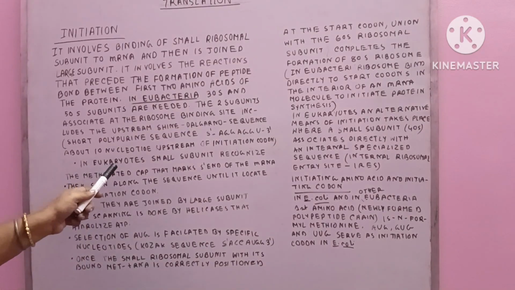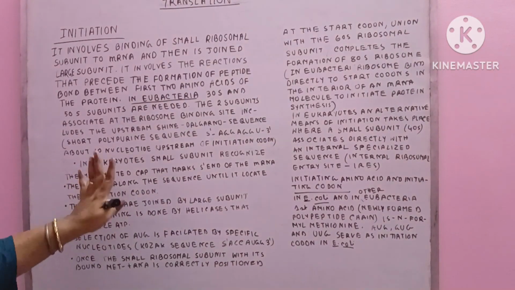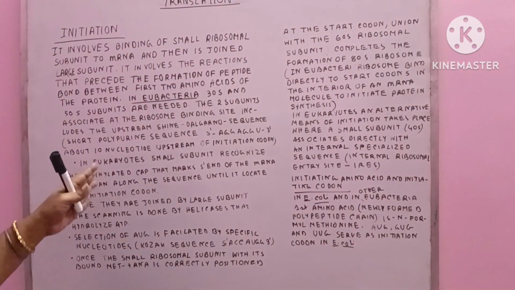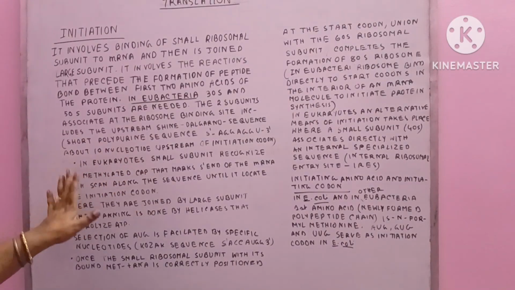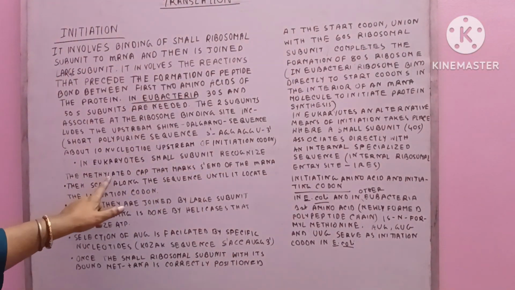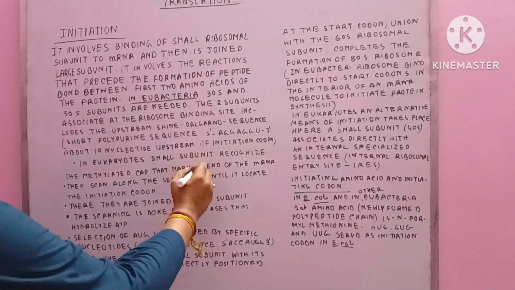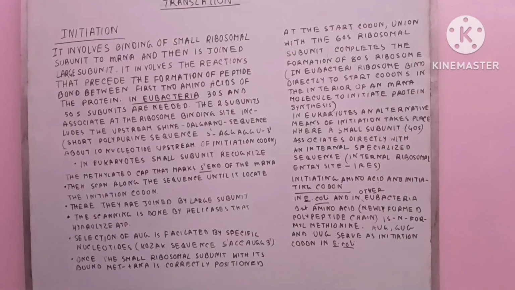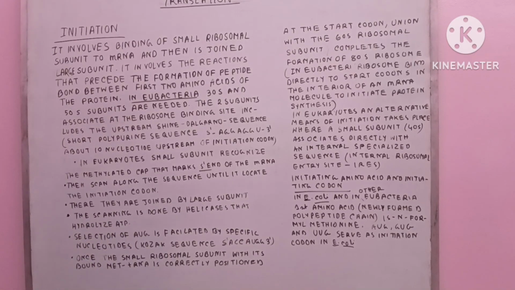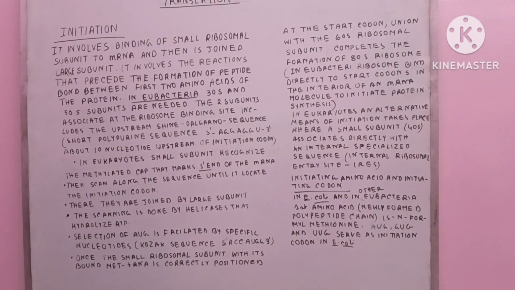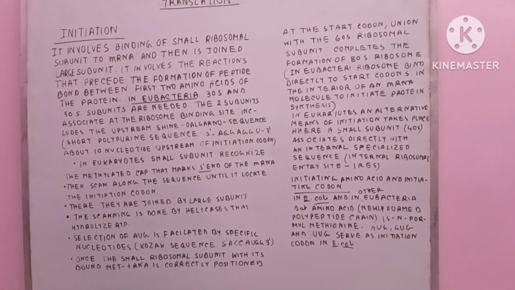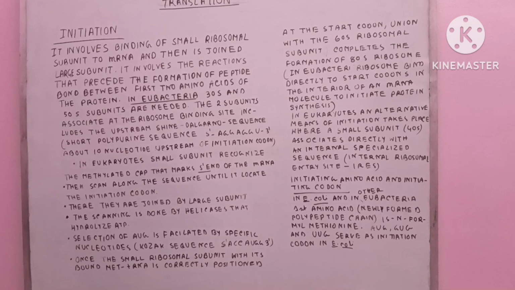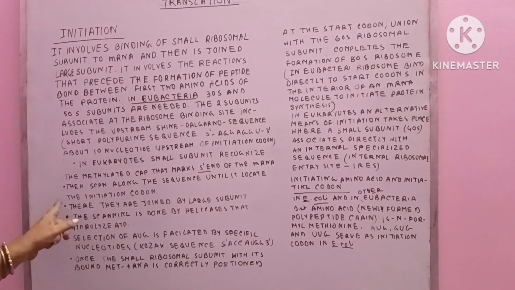And here the process in eukaryotes I have written stepwise, so you can easily understand it. In the first step, the small subunit recognizes the methylated cap that marks the 5 prime end. Cap means the first portion of the mRNA, the starting end, and the last one is called the tail. So the methylated cap marks the 5 prime end of the mRNA, and then the small subunit scans along the sequence until it locates the initiation codon.